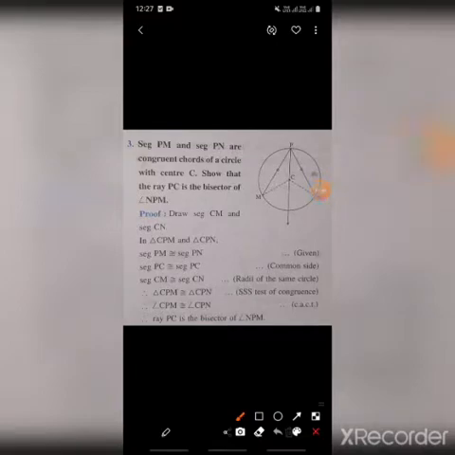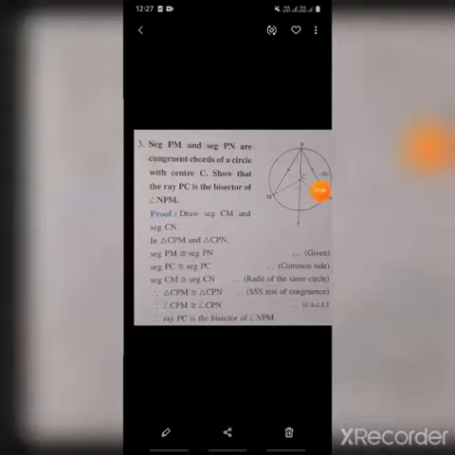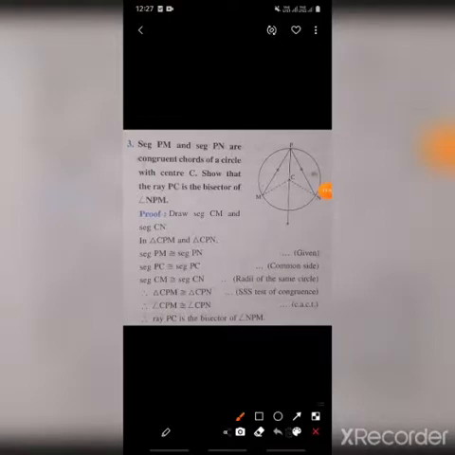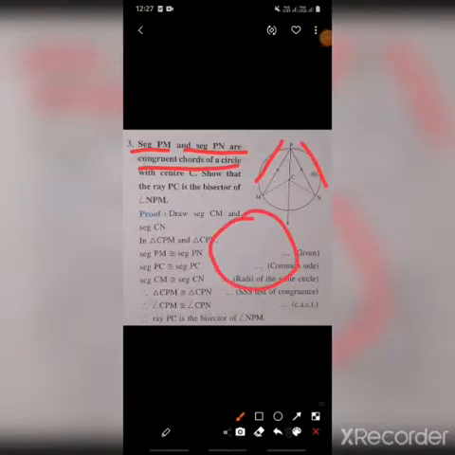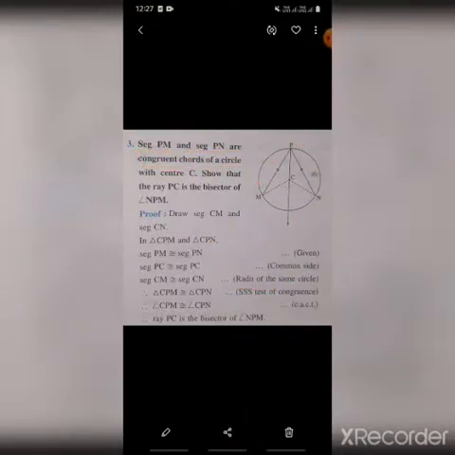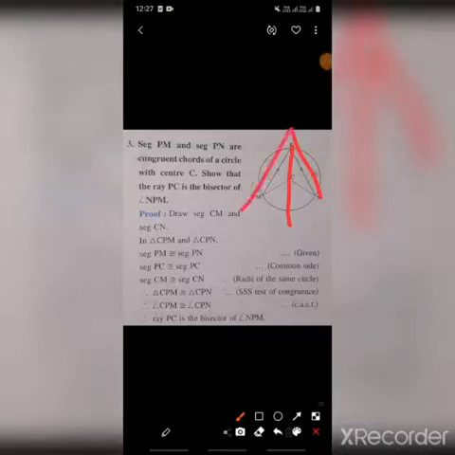Okay students, now this one will be the third one. Segment PM and segment PN are congruent chords of the circle. Here you can see segment PM and PN are the congruent chords, because these lines do not intersect at a point. With center C, show that the ray PC is the bisector of angle NPM. PC is the bisector of NPM. We have to show this now.